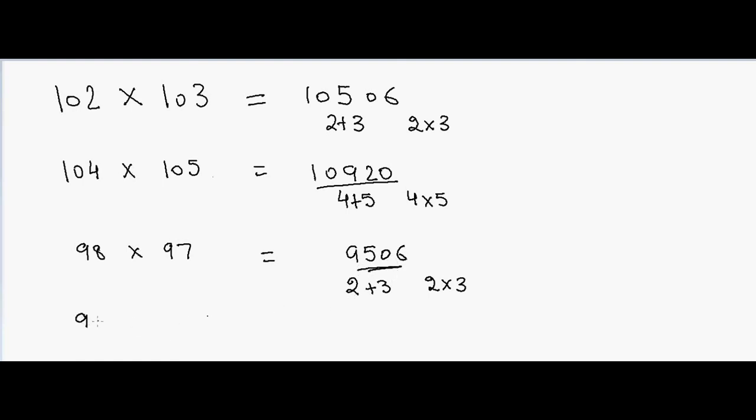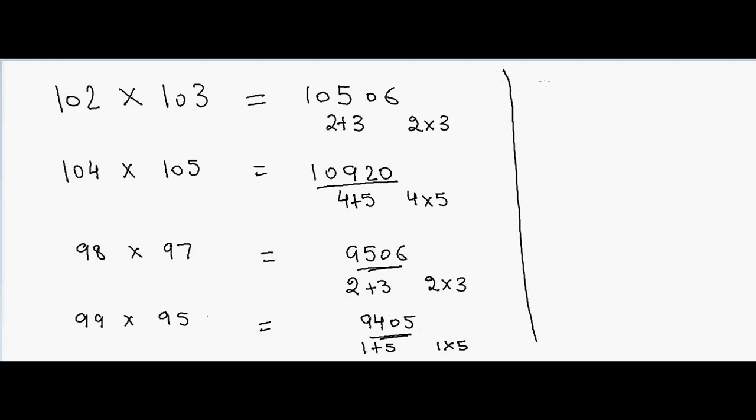Again, if I have 99 into 95, that would be 1 plus 5 and 1 into 5. So 1 plus 5 is 6 and 100 minus 6 is 94, and 1 into 5 is 5, so the answer is 9405. So how does this trick work?